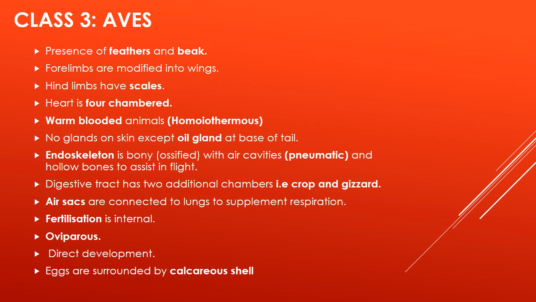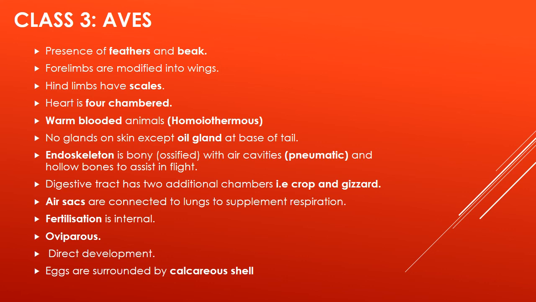Endoskeleton is bony, that is ossified. Please remember the word, with air cavities, that is pneumatic bones are present. Okay, and hollow bones assist in flight. Lightweight. Digestive tract has two additional chambers. I think I did not tell this point in the classroom. Please note this point. If you look into the Aves digestive tract, they have two additional chambers, crop and gizzard. Okay, air sacs are connected to lungs to supplement respiration. That's it. Okay, fertilization is internal, oviparous, direct development.